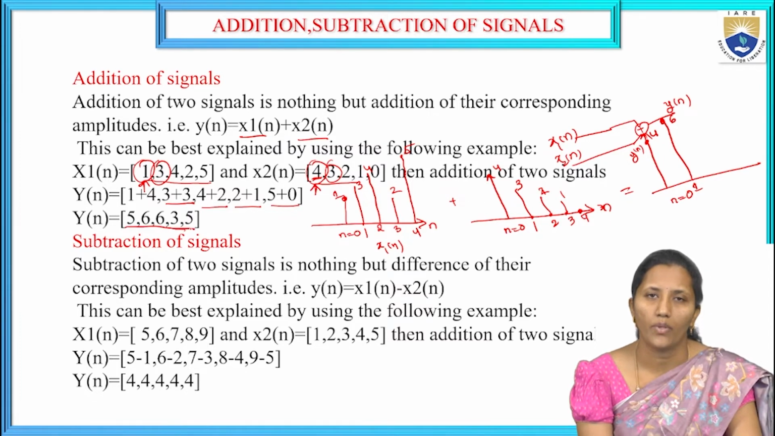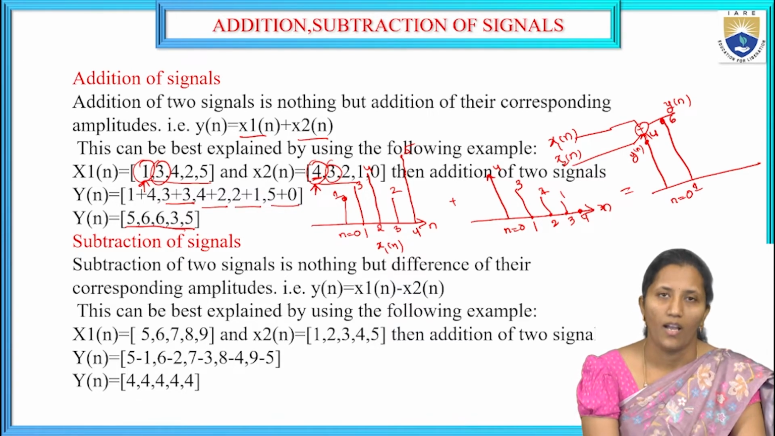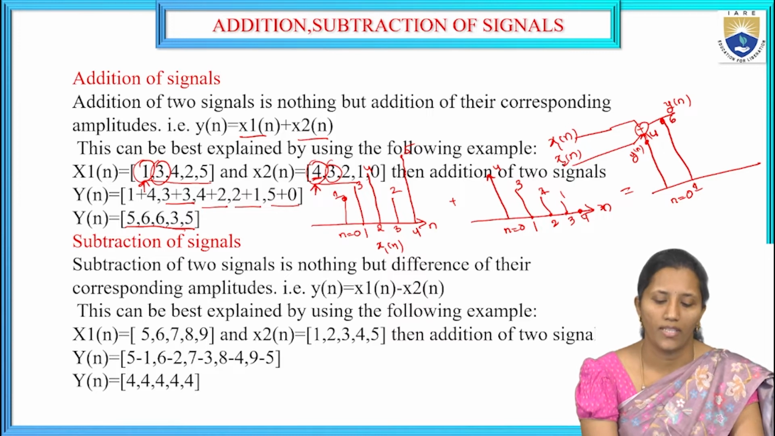So, only the amplitudes of both signals x1 of n and x2 of n will be added, and we are going to get y of n. It will not change any periodicity or any time shifting operations in the addition of two signals. Only amplitudes, magnitudes of the signals will change. Same as subtraction of signals also. Here, subtraction of two signals is the difference of their corresponding magnitudes.